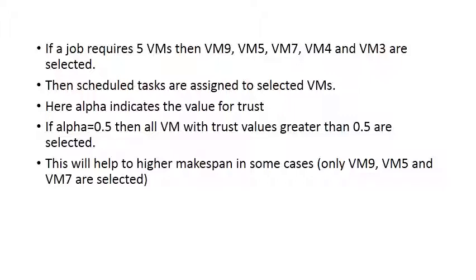In our example, only virtual machines 9, 5 and 7 are selected because the trust value is 0.5 or more only for these 3 virtual machines.